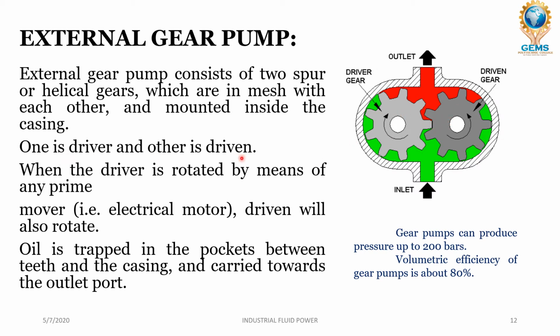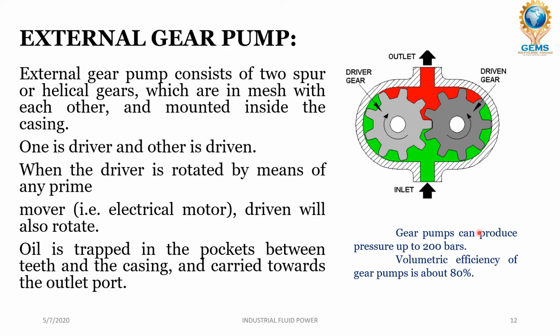One is driver and the other is driven. So this is the driver gear. Mainly the motor is connected to this gear only, and using this gear, the driven gear is rotating. When the driver is rotated by means of any prime mover, that is an electrical motor, the driven gear will also rotate. So oil is trapped in the pockets between the teeth and the casing and carried towards the outlet port.